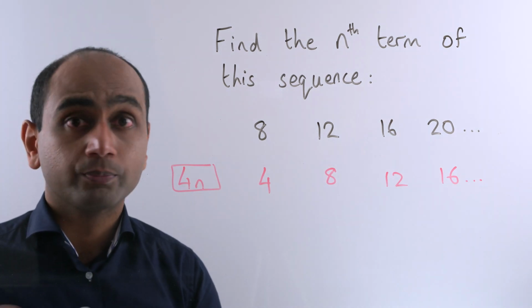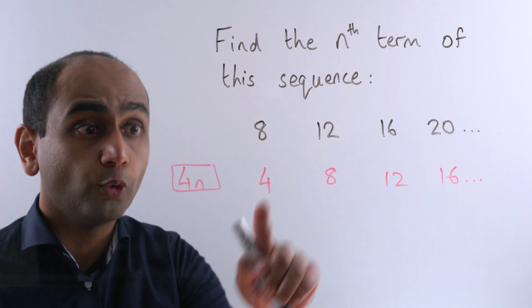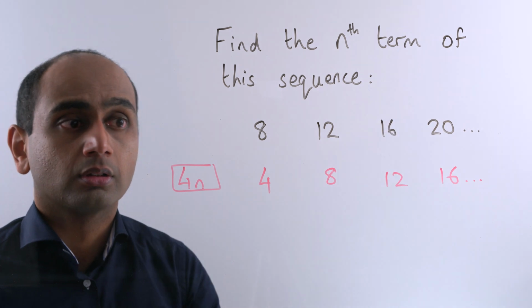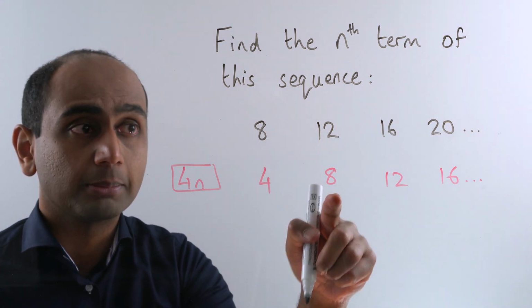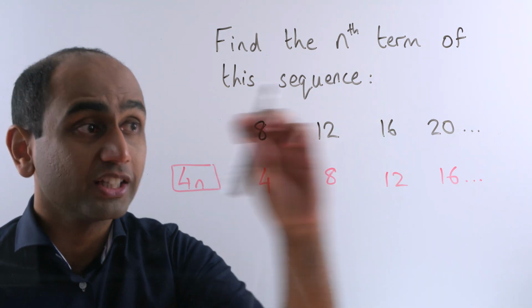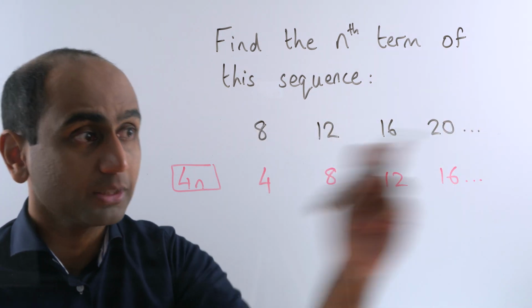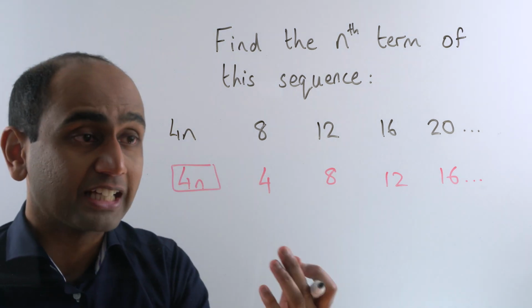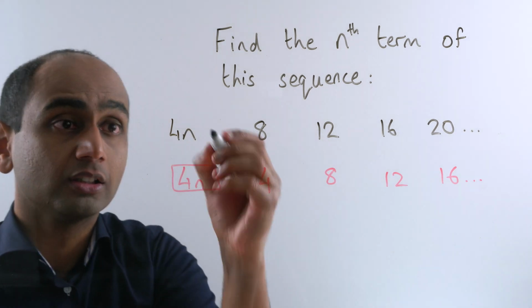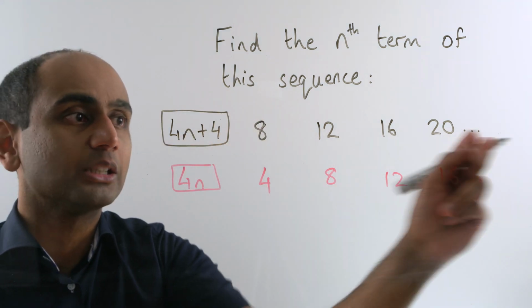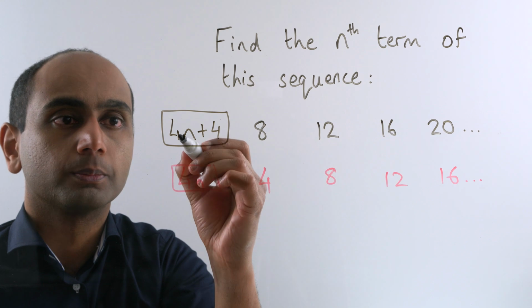Hopefully you've spotted it. All we're doing is adding 4 to each of these terms. 4 plus 4 gives us 8, 8 plus 4 gives us 12, 12 plus 4 gives us 16, and so on. So this sequence up here is simply our 4 times table, that's 4n, having had 4 added to it. So we need to put a plus 4 on the end. So the nth term of that sequence is 4n plus 4.